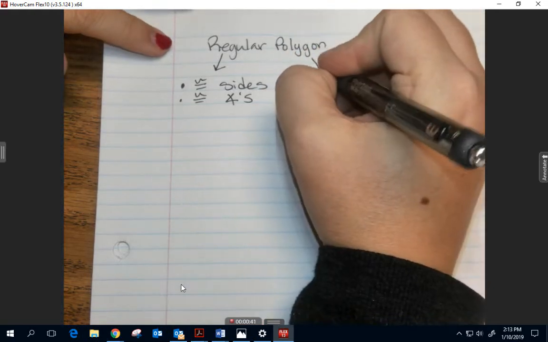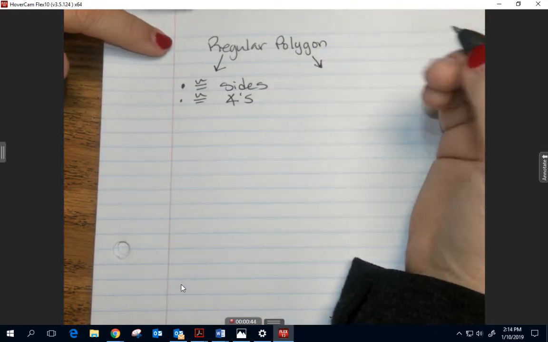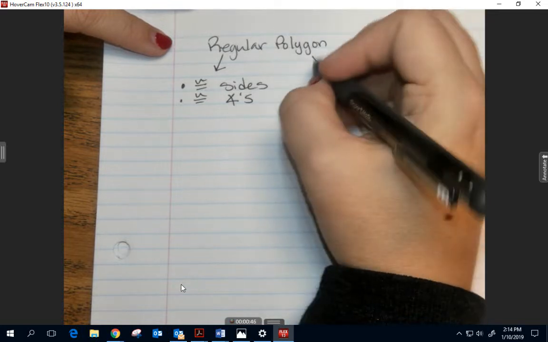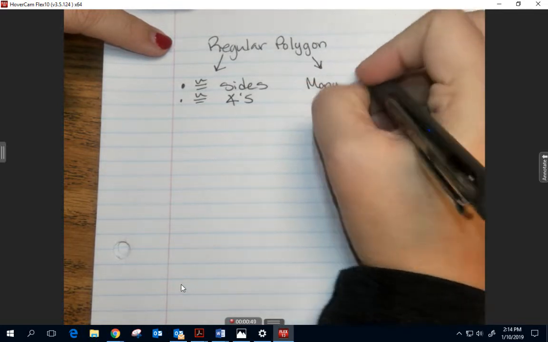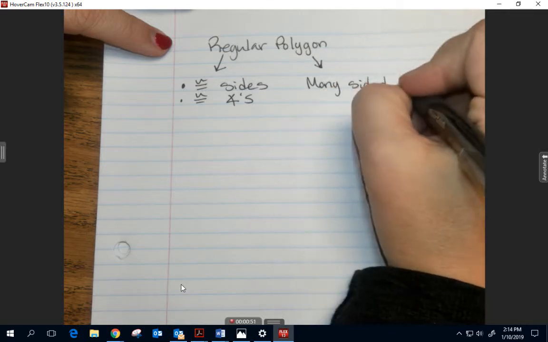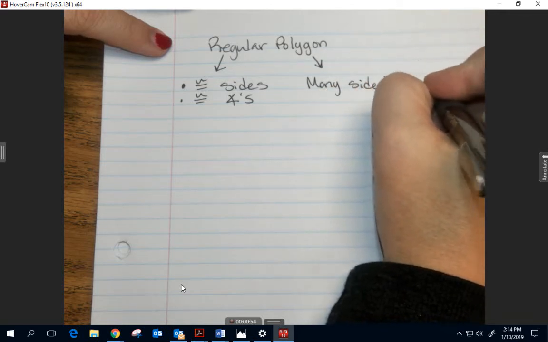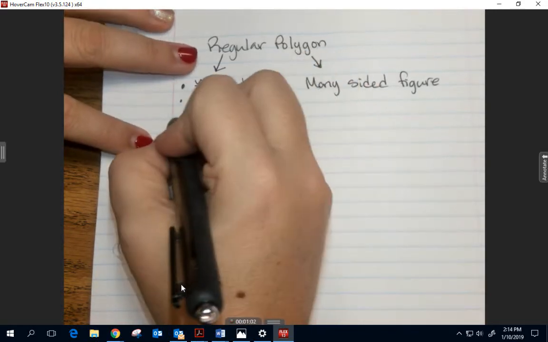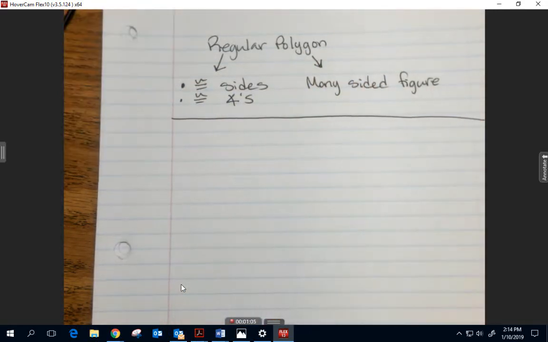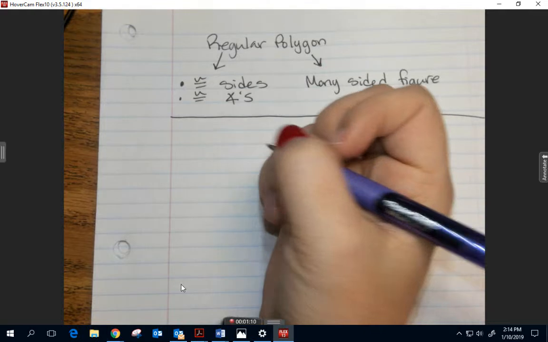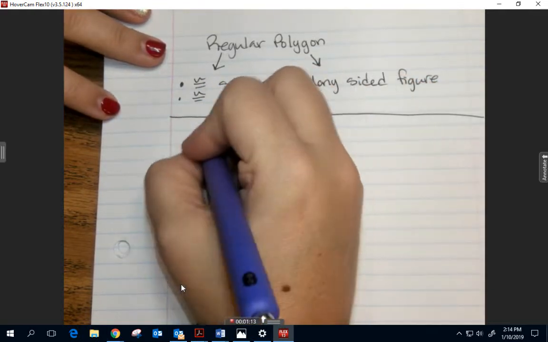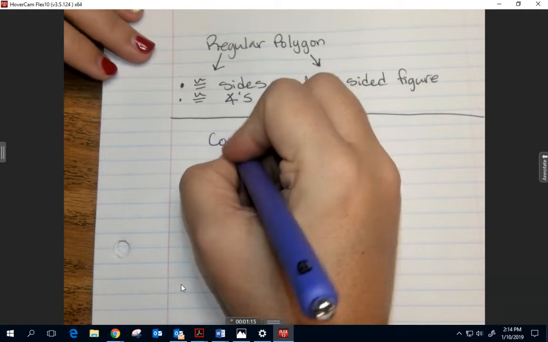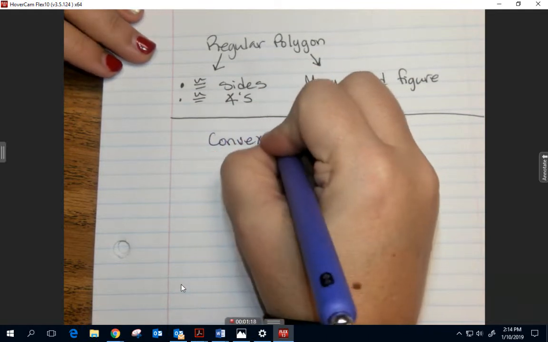Now, what is a polygon? It's a shape, and it's a shape with many sides. So it's a many-sided figure. Yeah, we like to use the fancy words. But that is a shape, right? Okay, and there was two that we talked about. And those two were what we worked with the other day were all convex polygons.